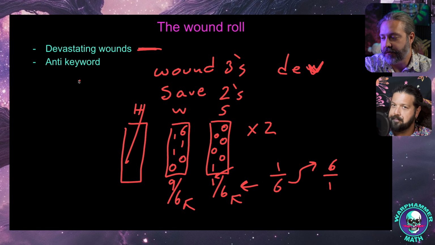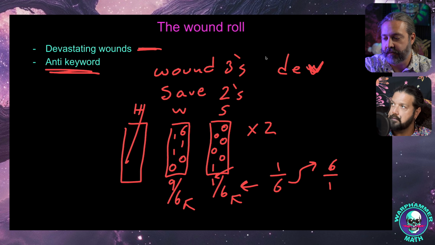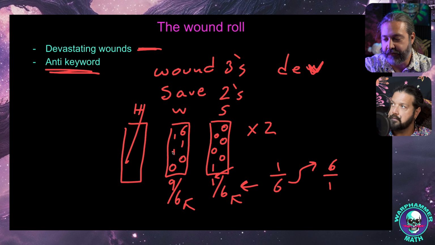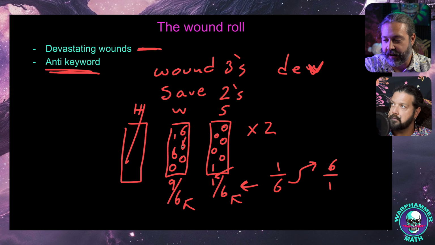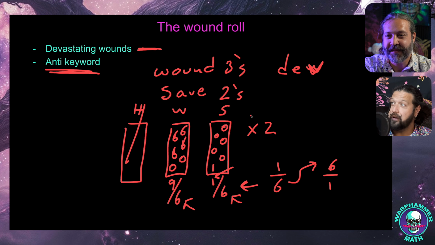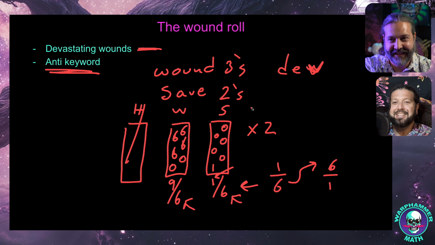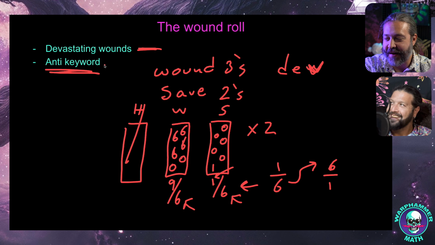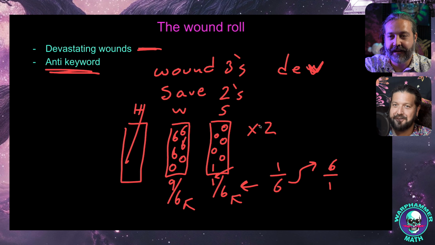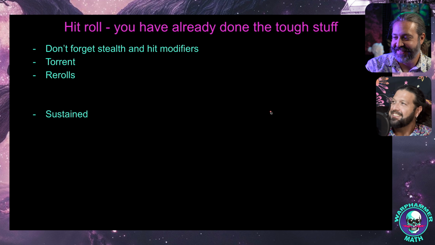Interesting. And then, of course, if you have the anti keyword and that applies, like if this was, I don't know, a vehicle, anti-vehicle 3-up, well, then that just means everything that was a 3 will get that same value. Wow. So that'd be 24/6 that make it through your wound roll. Yeah, that's why when you have both the anti keyword and the devastating wounds keyword, it just gets absolutely crazy very fast. You got it. Perfect. Interesting.